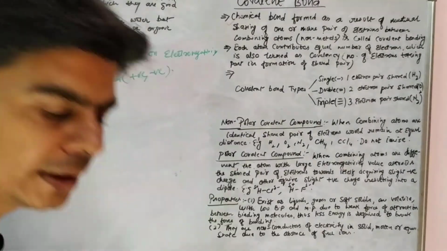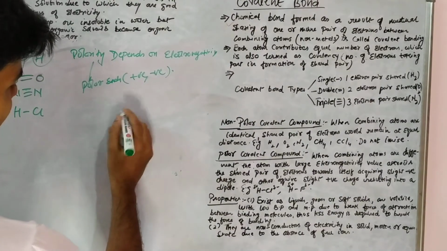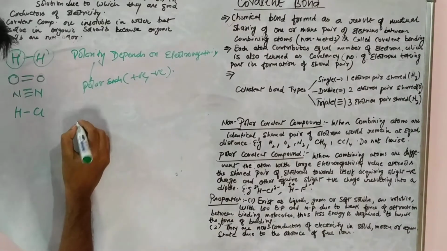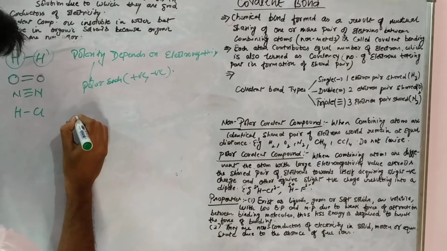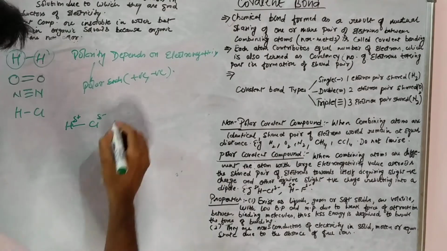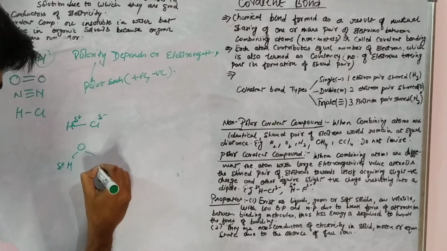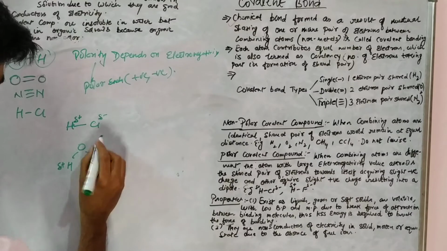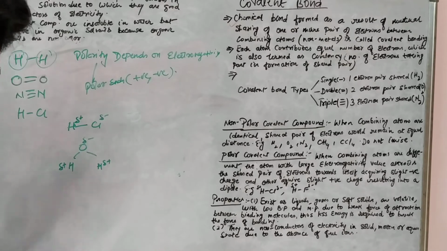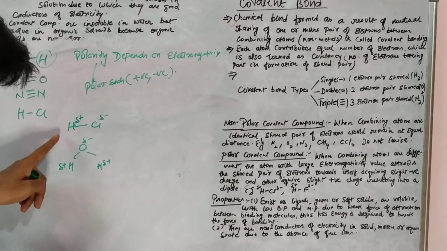We have already seen that HCl consists of a positive and a negative end, right? This is how HCl exists. And we know that water also has a positive and a negative end, right? Water is also polar in nature, HCl is also polar in nature. That is why HCl dissolves in water and exists as ions.